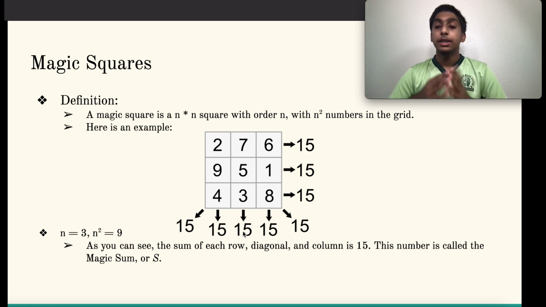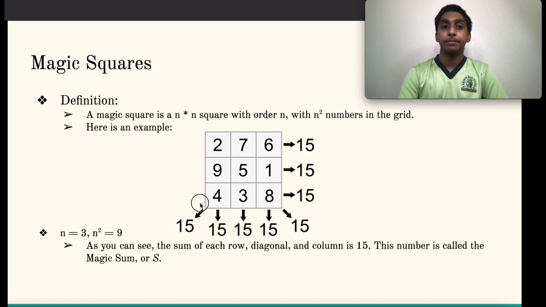15 is called the magic sum in this case, which is denoted by the letter S. And as you can see, we can use this magic sum in different formulas to find the different numbers in the grid. But for now, just know that S stands for magic sum, which is the sum of every single row and column. They will all be the same number. That's why it's called a magic square.